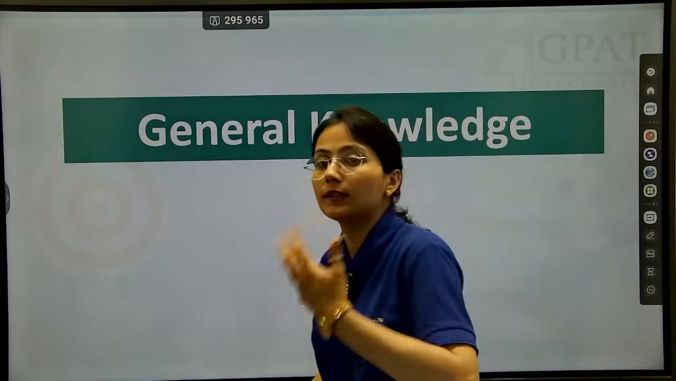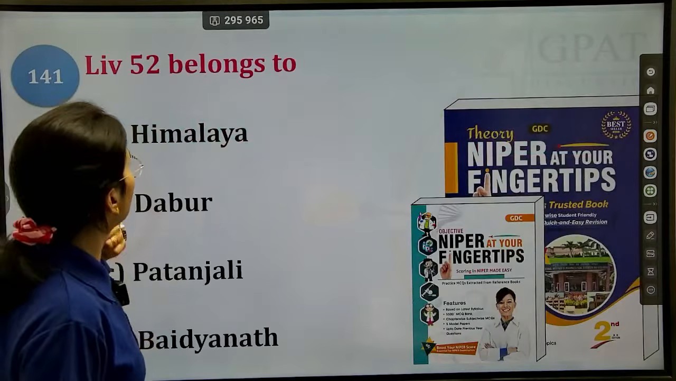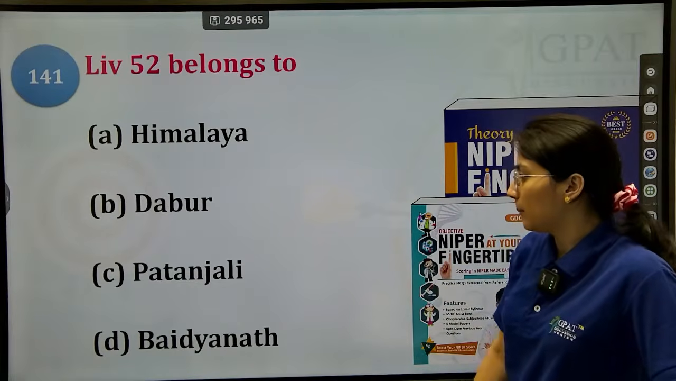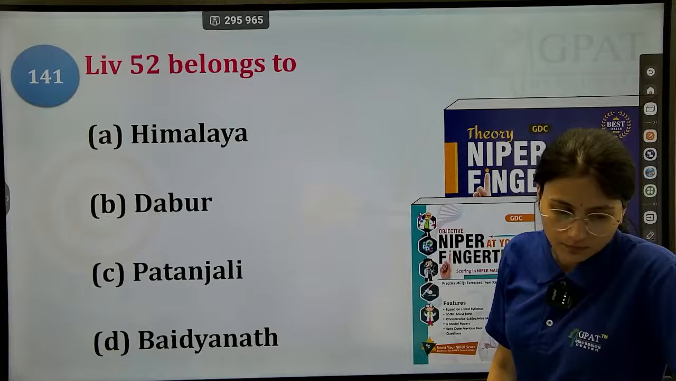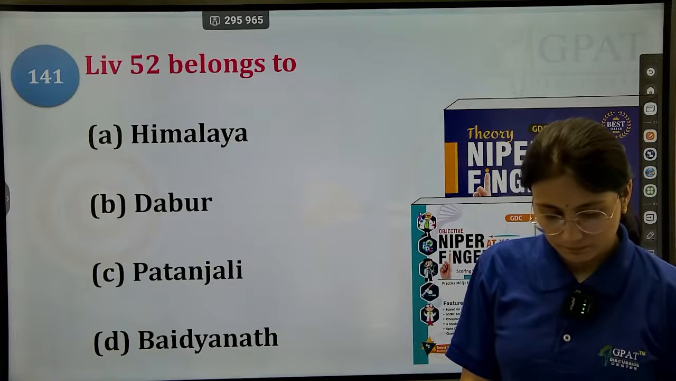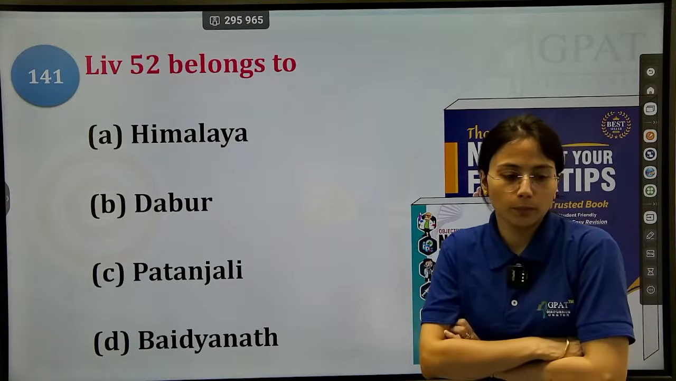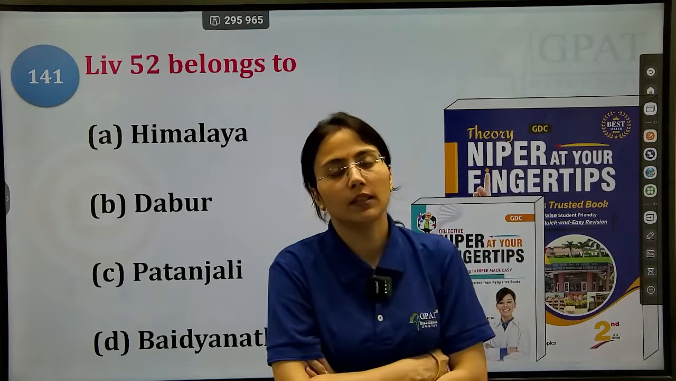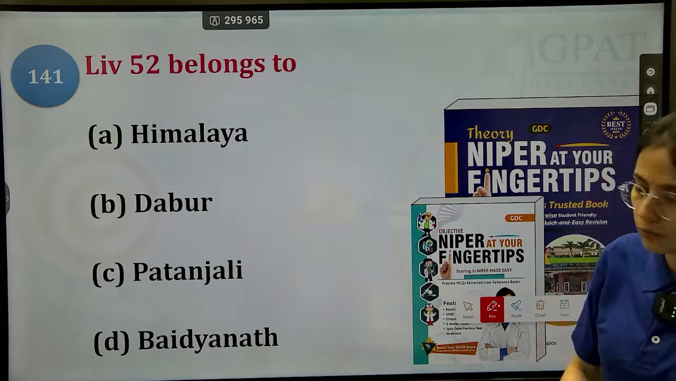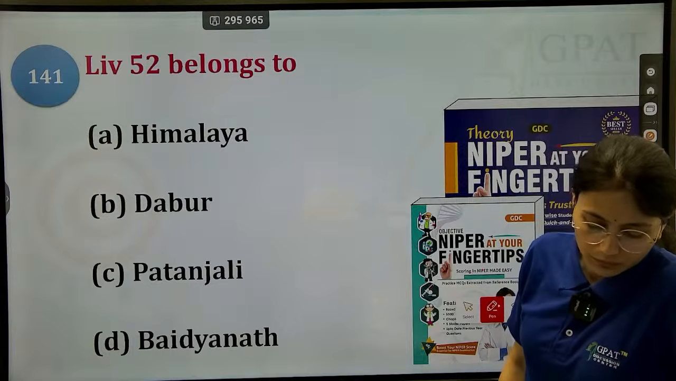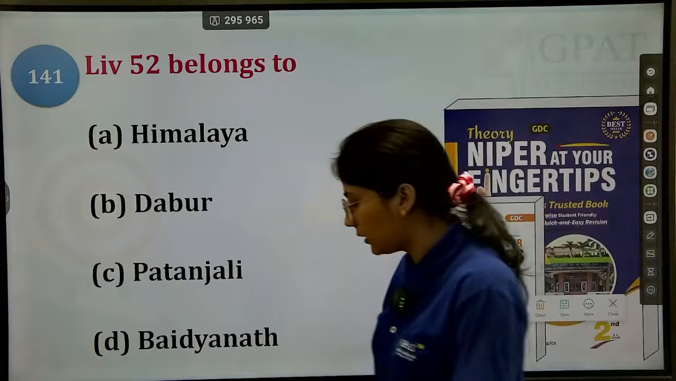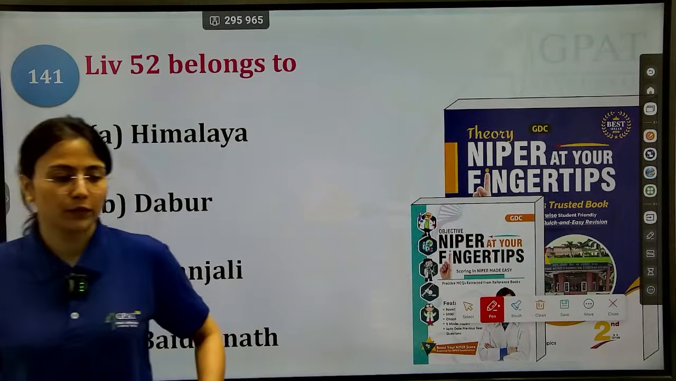Now some general knowledge questions you have to answer. You have to give the answer quickly. Question number 1: Liver 52 belongs to what? Himalaya, Dabur, Patanjali, Vaidnath. What is the correct answer? Liver 52 belongs to what? Issue, Vasundhara, Status world, what is the answer?